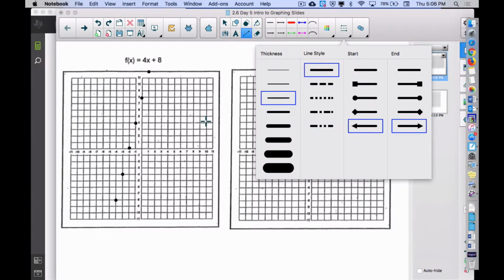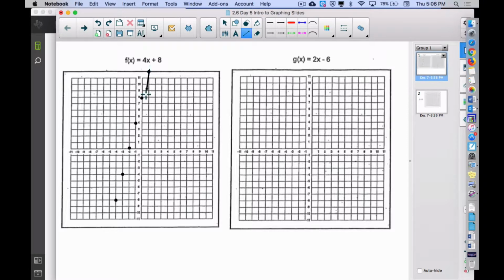So we got to draw our line through here. And there's my line going through my points. And my arrows are small, but they are on there. Okay, so for the linear ones, you can just use the slope and the y-intercept. After you do the 4x plus 8, you should also graph the 2x minus 8.